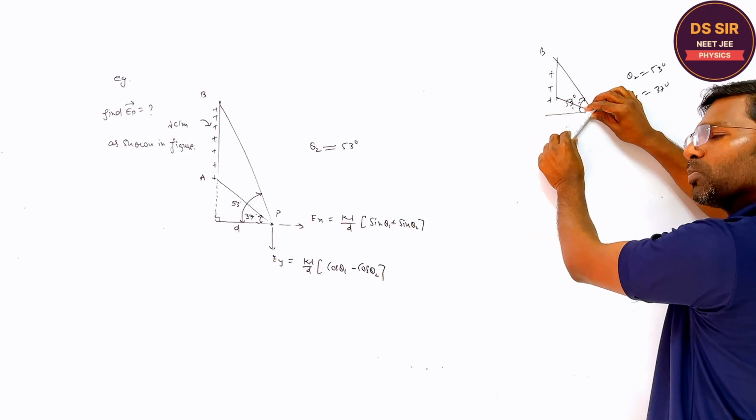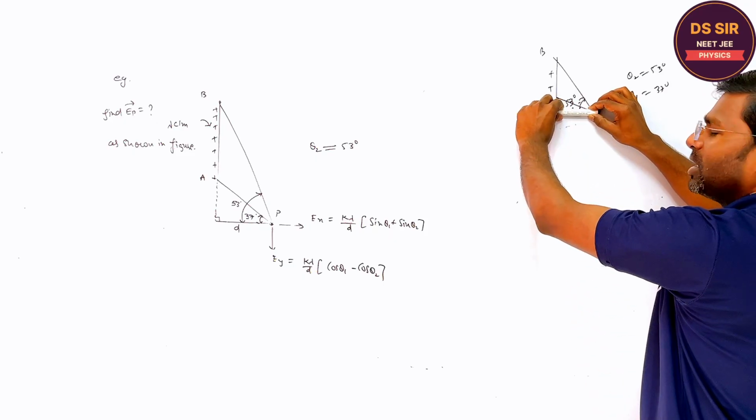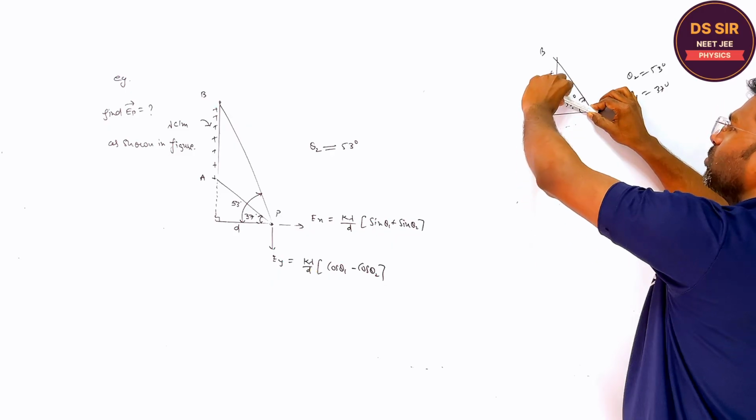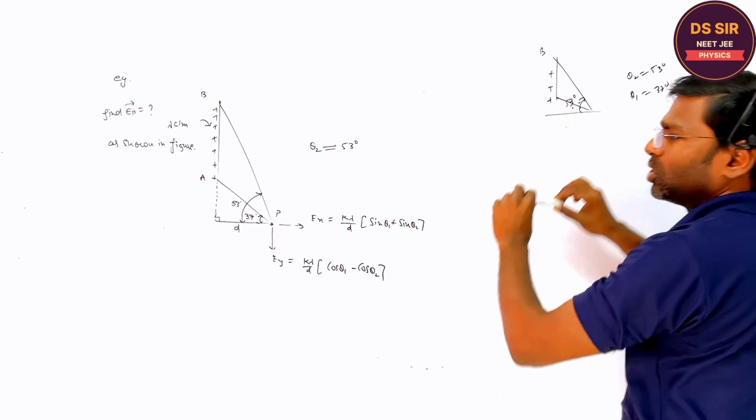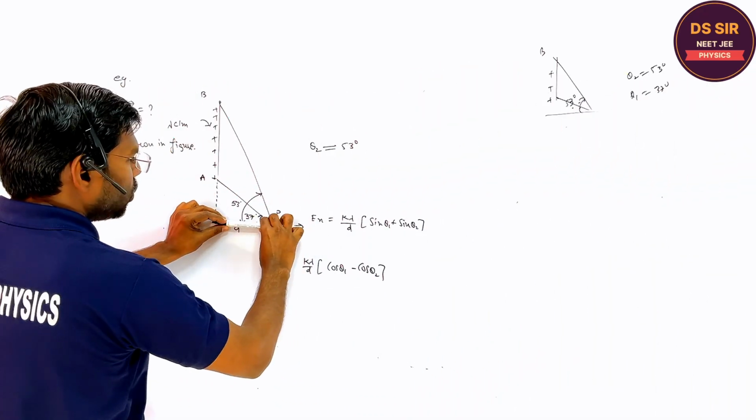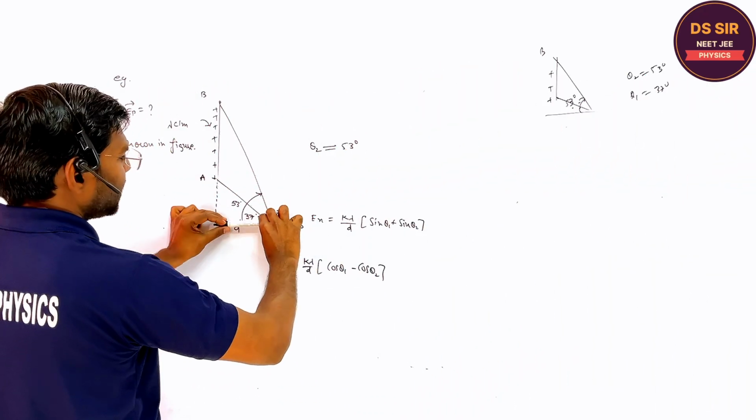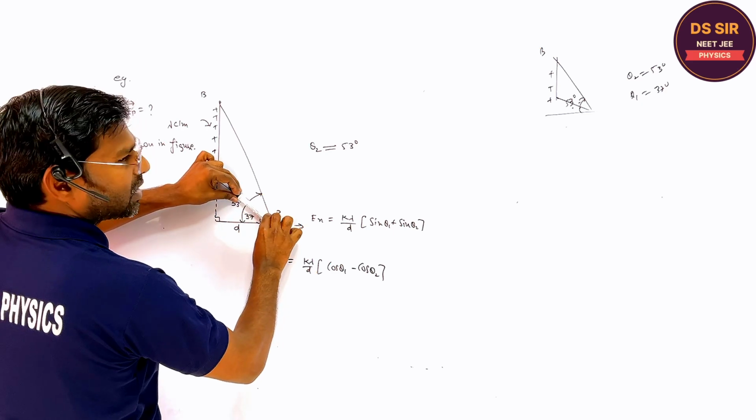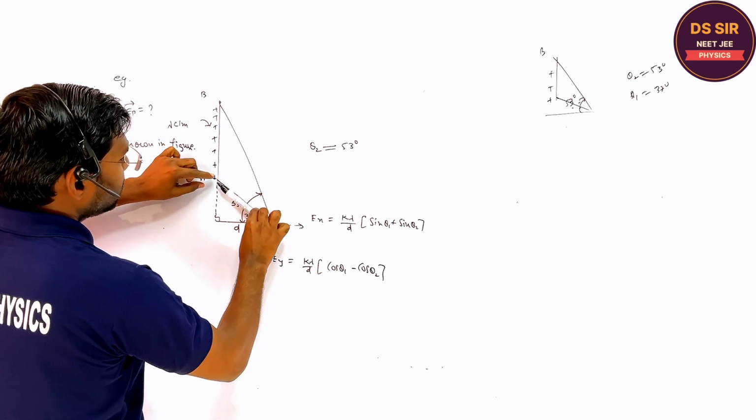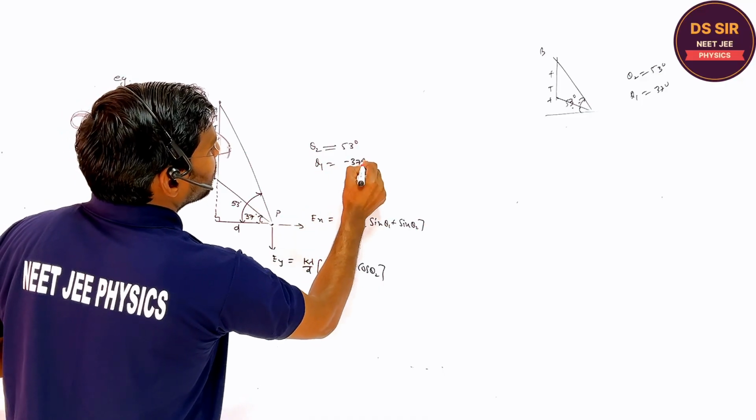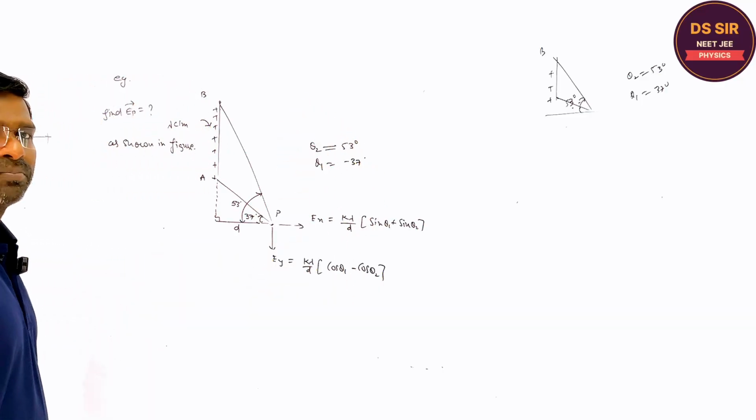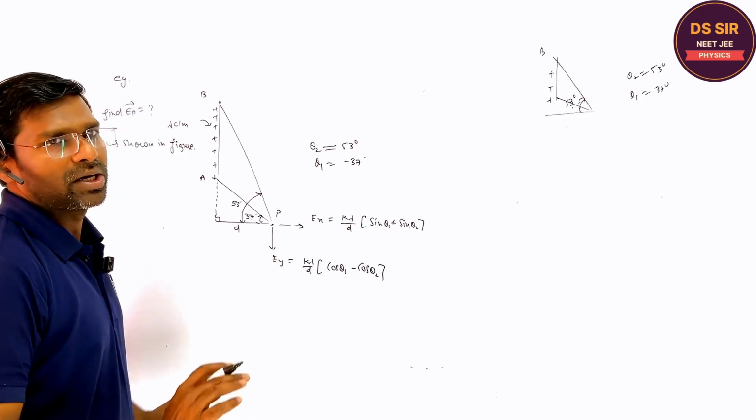Below this, it is positive. At this point, theta 1 is 0. But if you move above this reference line, the angle becomes negative. So here, the A point is not below this reference line, rather it is above the reference line, right? So the angle is 37. So here the theta 1 angle is minus 37. You have to write it and put it in this formula, and you can get the answer.